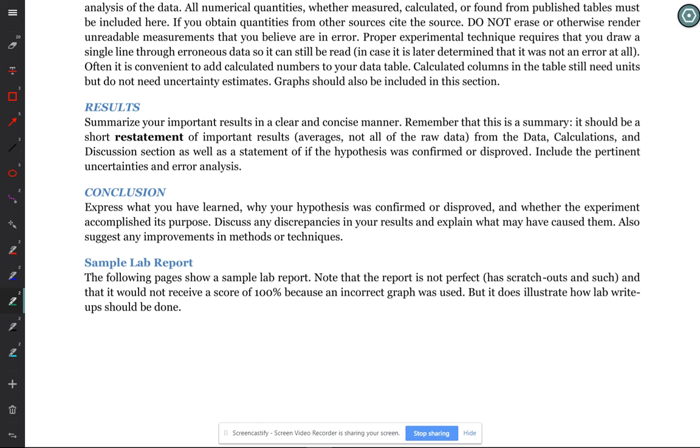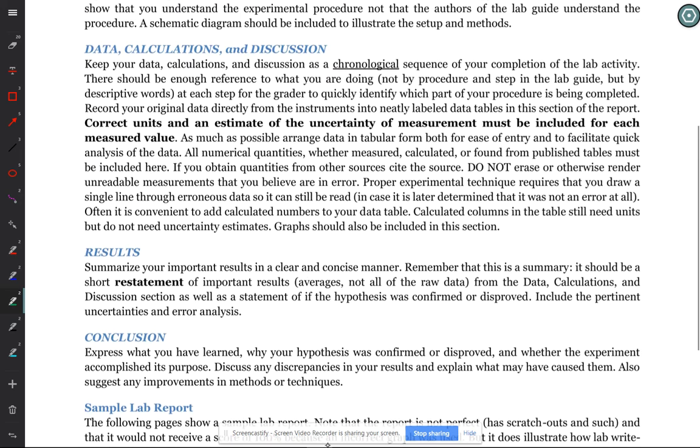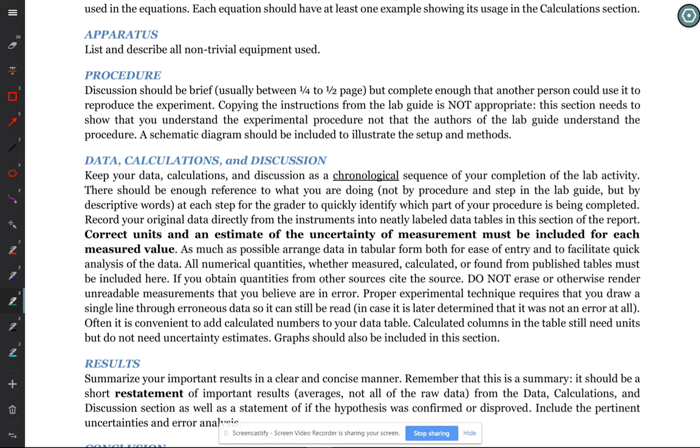And make sure you have what you learned. Was the purpose achieved? Did you learn what the purpose was for you to learn? And finally, how did you determine if your hypothesis was confirmed or disproven? That should be in the conclusion section. So the conclusion section is what you learned. That's 20 points, 1/5 of your lab right there. 10 points in the results, I think it is, just summarizing the important outcomes. 20 points in the data calculations and discussion, for all your data collection.